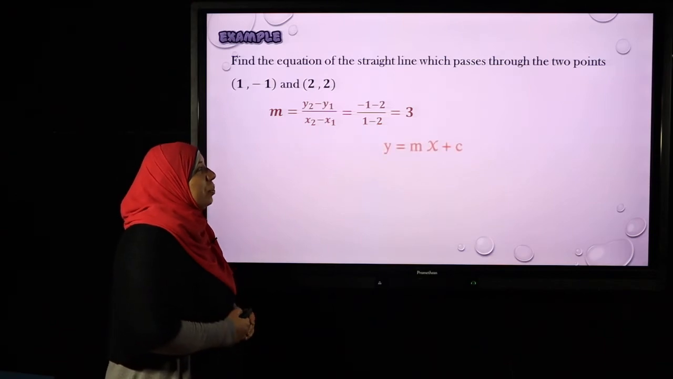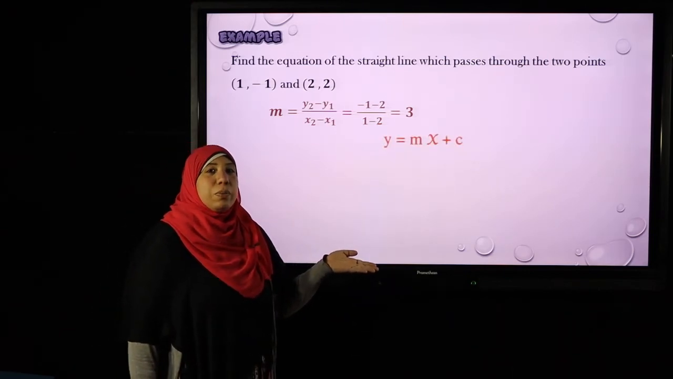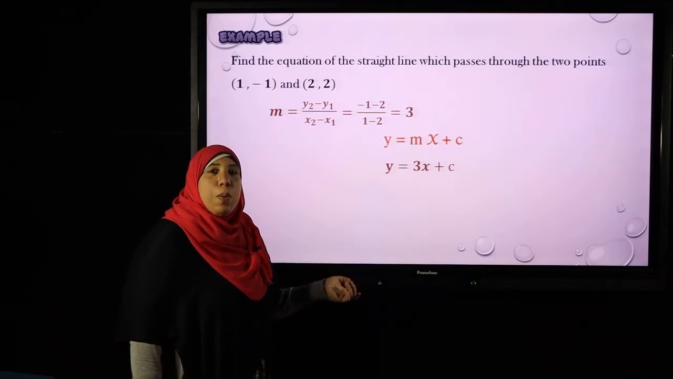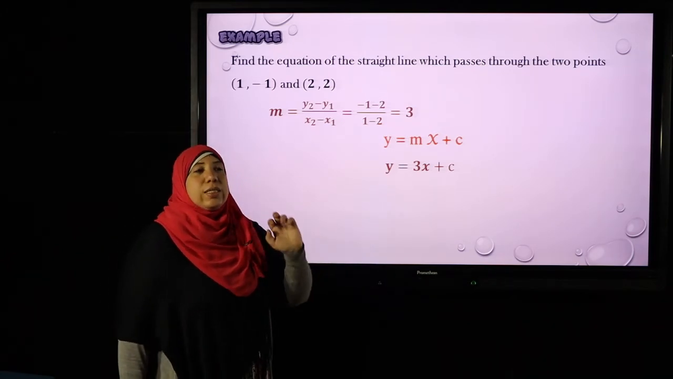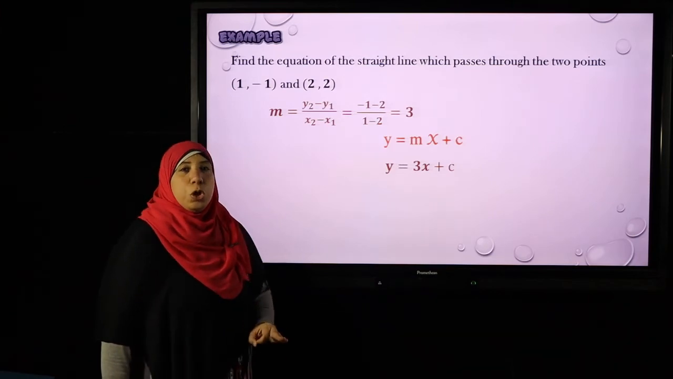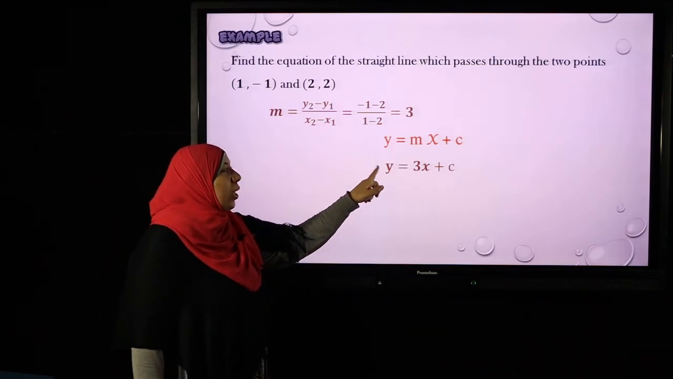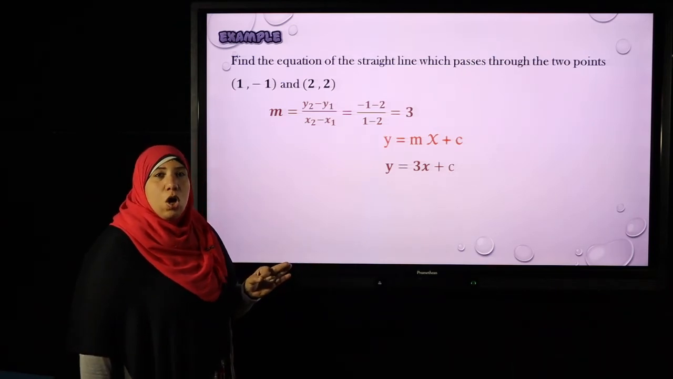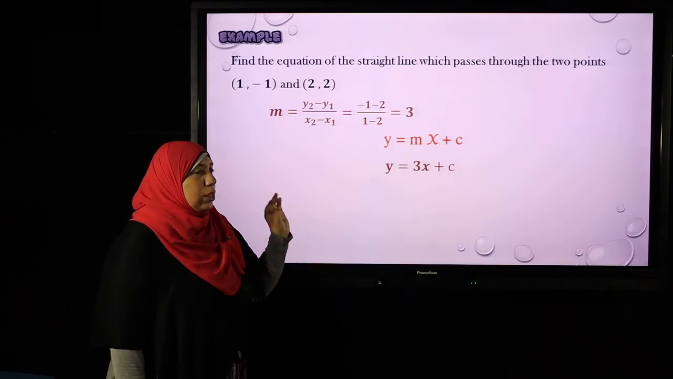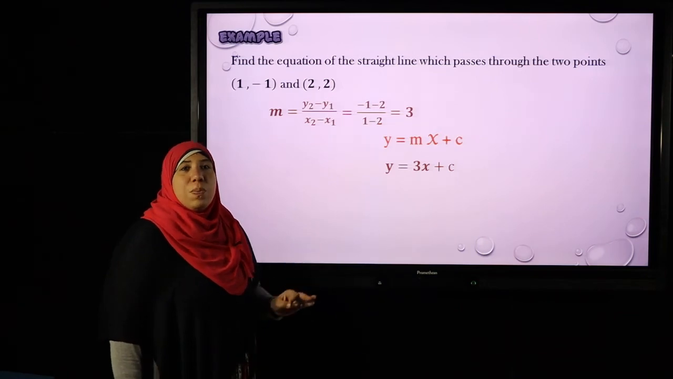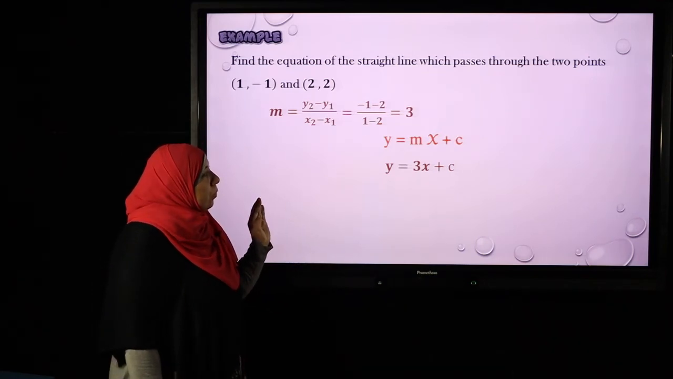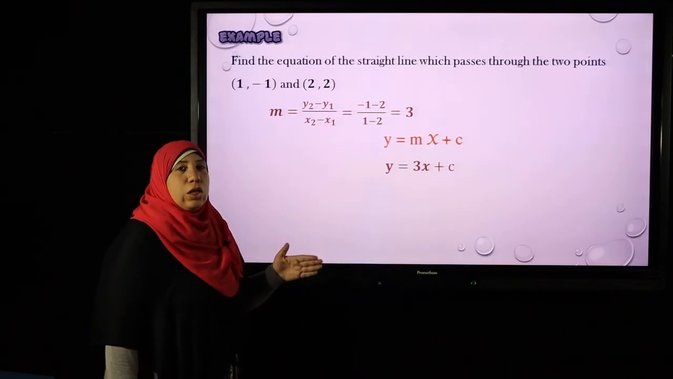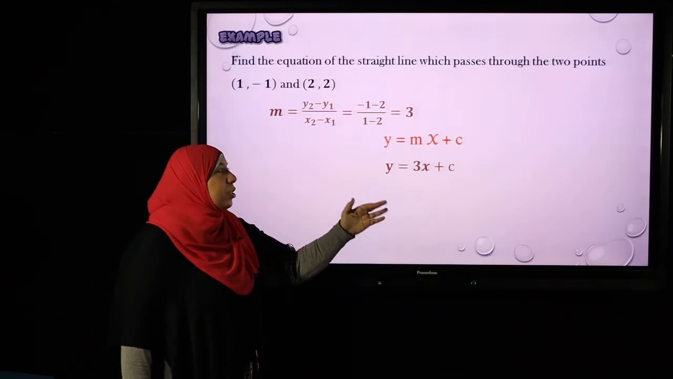So the equation now will be what? y equals mx plus c. It will be y equals 3x plus c. I still have a problem. I don't have c. To find c, you need a point. You need to get rid of x and y. x and y here are a point on the straight line. As we said in the very beginning of the video, y and x here define a straight line or any point on our straight line.